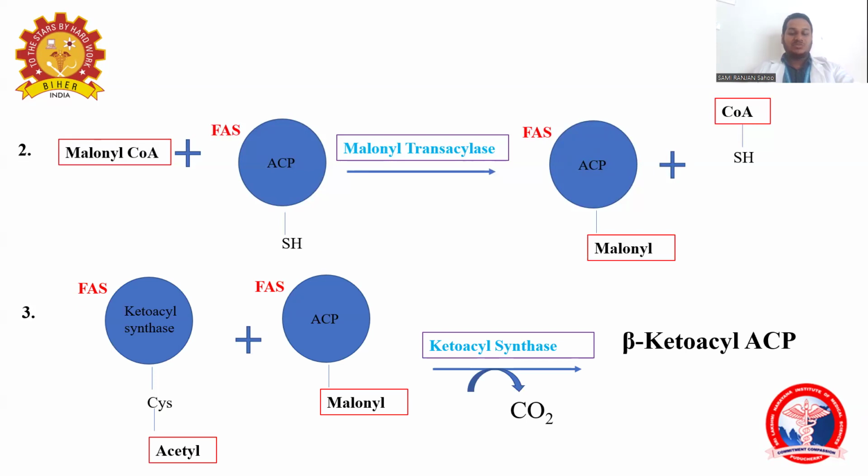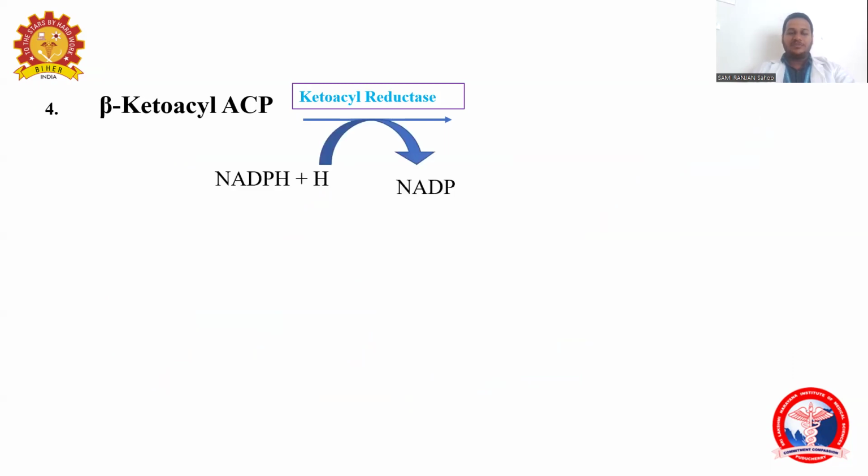Beta ketoacyl ACP will be an important compound, which gets formed through the third reaction. Next, we have the fourth one: beta ketoacyl ACP gets reduced with the help of ketoacyl reductase and NADPH plus H, which is converted into NADP, to give beta hydroxy acyl ACP. So ketoacyl ACP along with ketoacyl reductase, with the help of NADPH forming NADP, finally gives the product beta hydroxy acyl ACP.